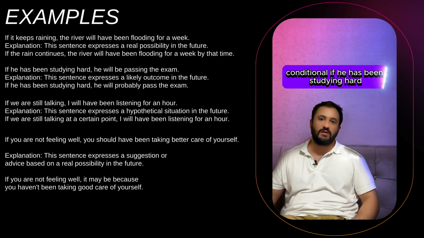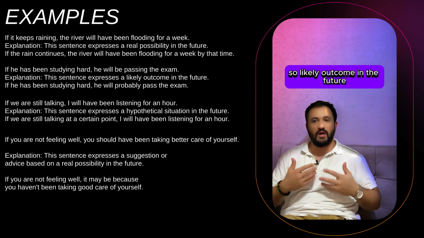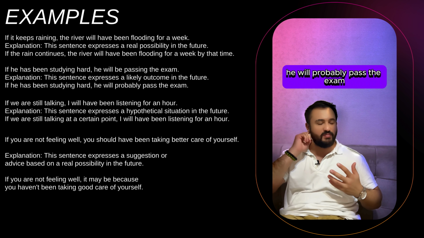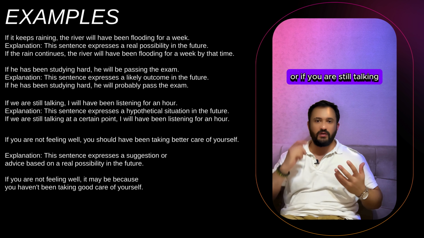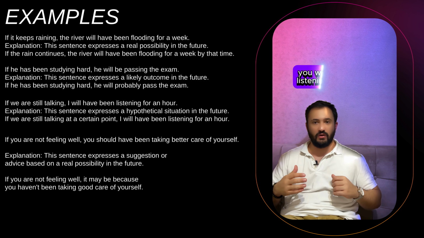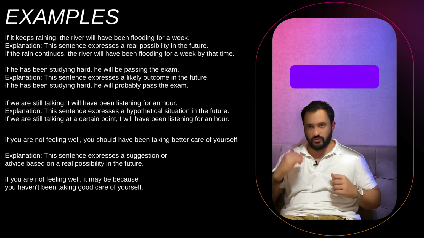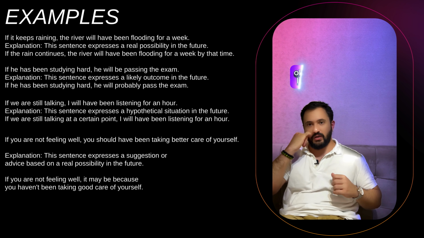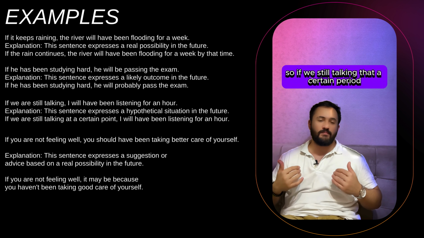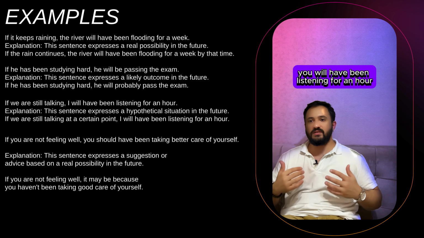If he has been studying hard, he will be passing the exam. So the sentence expresses a likely outcome in the future: if he has been studying hard, he will probably pass the exam. Or, if we are still talking, as you can see, continuous tense, you will have been listening for an hour. You will have been, perfect future, perfect continuous. I will have been listening for an hour. So this sentence expresses a hypothetical situation in the future: if we are still talking after a certain period, you will have been listening for an hour.